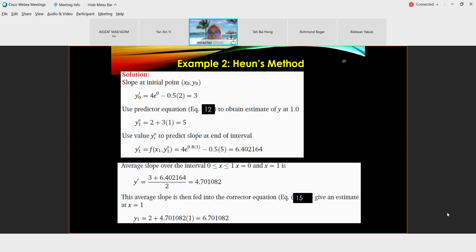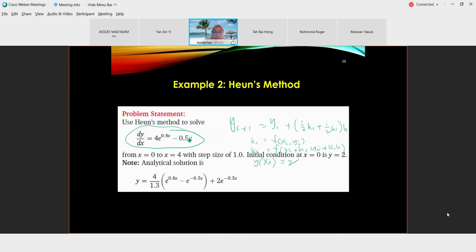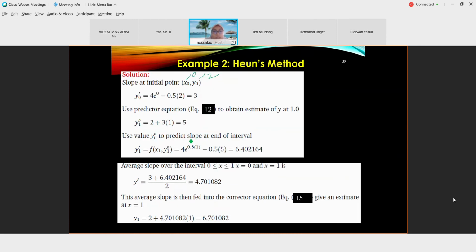So you may check this solution. Solve at initial point. Tengok ni. So here is at 0, Y 2. So you masuk dulu lah, 4 exponent 0 minus 0.52. Ni dekat sini given equation. So 3. So 3 is actually initial, at initial condition. And then you repeat.